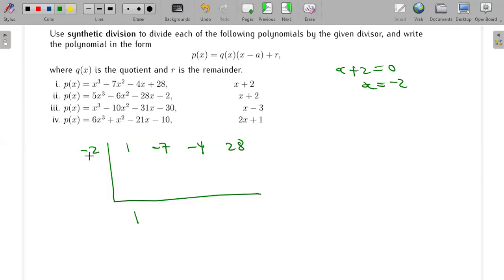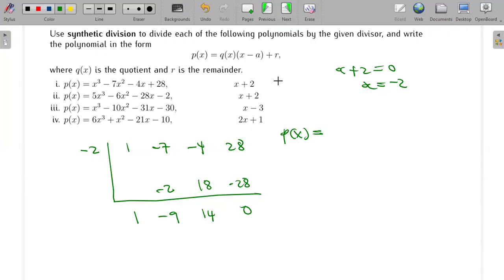Then 1 multiplied by negative 2 gives you negative 2. You write it here as your answer, and then you add these two, you get negative 9. Negative 9 multiplied by negative 2 gives you positive 18. Then you add, and that gives you positive 14. Negative 4 plus 18 is 14. Then 14 times negative 2 gives you negative 28. And when you add, you get 0.